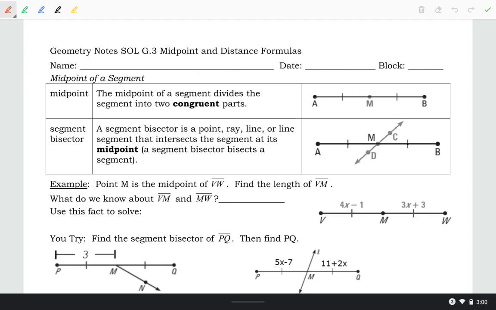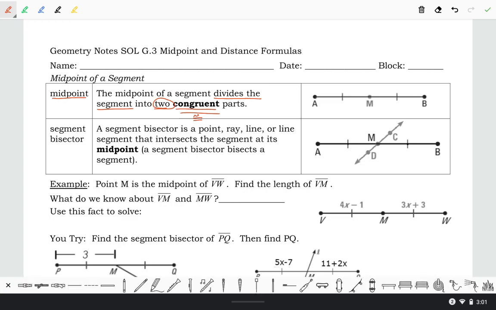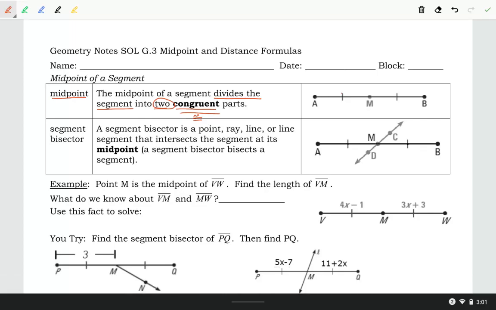Okay, the first topic we're going to discuss today is a midpoint. Now, a midpoint is a point that divides a segment into two congruent parts. Okay, so remember our symbol for congruence is a squiggly line over top of an equal sign, and it means that they are equal in all ways. And on our example, that's denoted with these tick marks that match.